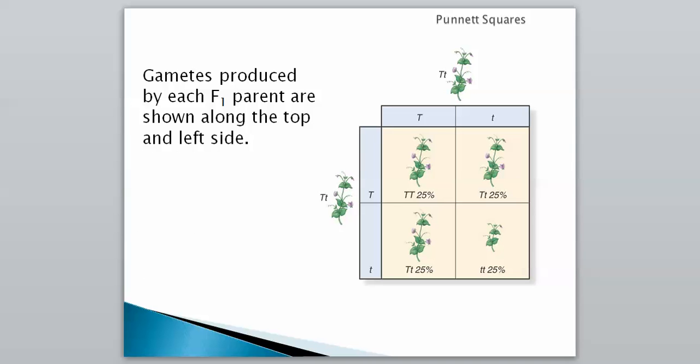And then our next rule is that the gametes produced by each F1 parent are shown along the top and the left side. So our gene combinations of our parents are on the top and left side. Up on the top there's one parent, and up on the left we have the other parent. As you can see, we have our possibilities written in these boxes: big T, little t, big T, little t. Those are all the possible gene combinations that come along from segregation.